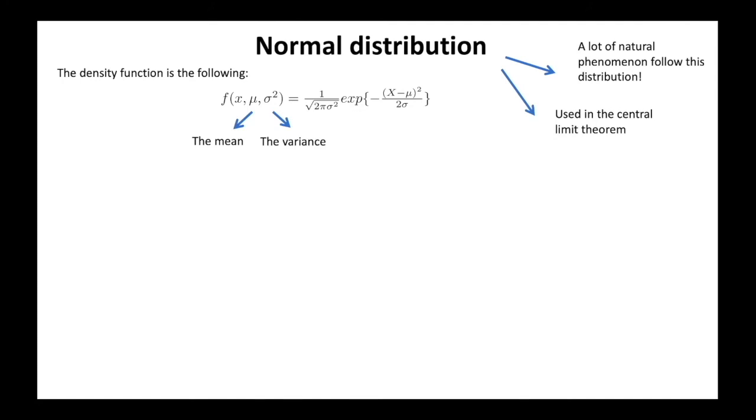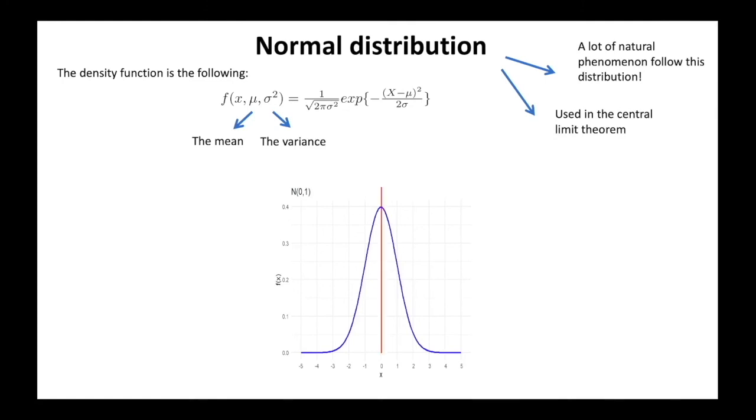On the image, you can see the example of the density function in the case of mean 0 and variance 1. An important property of the normal distribution is that the mean, the median, and the mode are the same. The value can be easily found looking at the peak of the curve. Another important characteristic is that the density function is symmetric with respect to the mean.